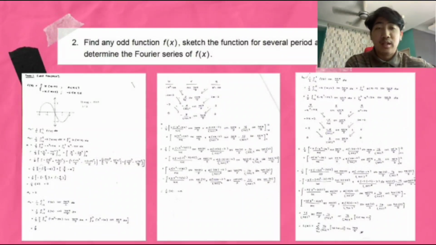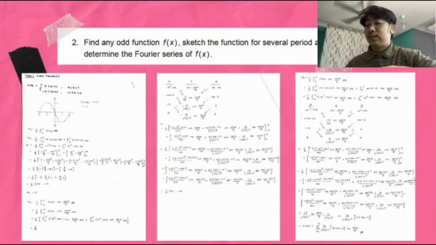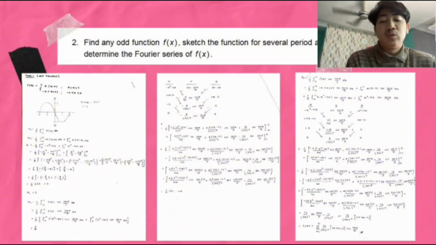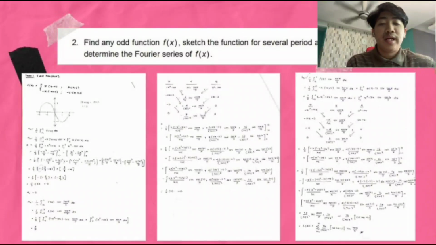So for an, the formula is 1 over l, integral from negative l to l, f(x) cos n pi x over l dx. The answer we get is 0. And the formula for bn is 1 over l, integral from negative l to l, f(x) sin n pi x per l dx. The last answer for bn is 16 divided by n pi cubed, cos n pi plus 1.